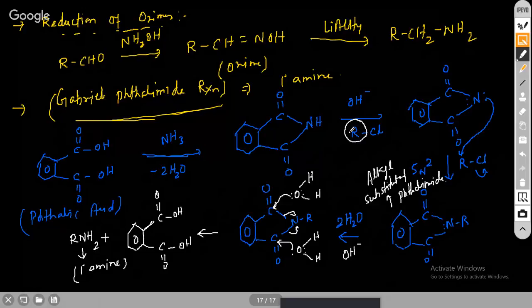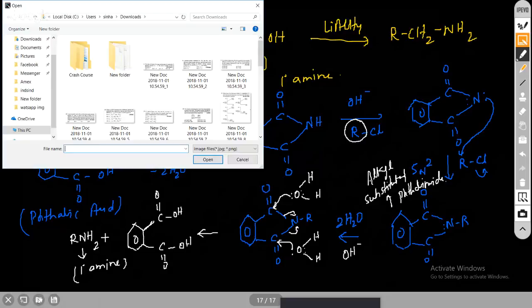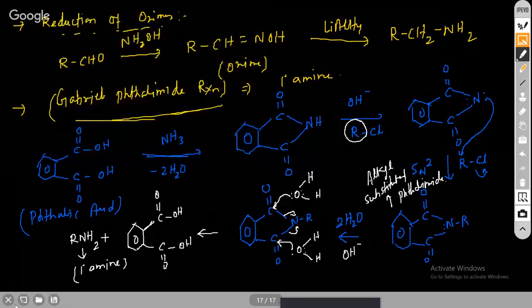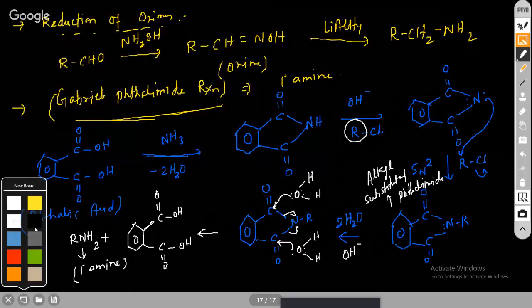Aniline cannot be prepared by this method since aryl halide does not go under nucleophilic substitution reaction. Done.